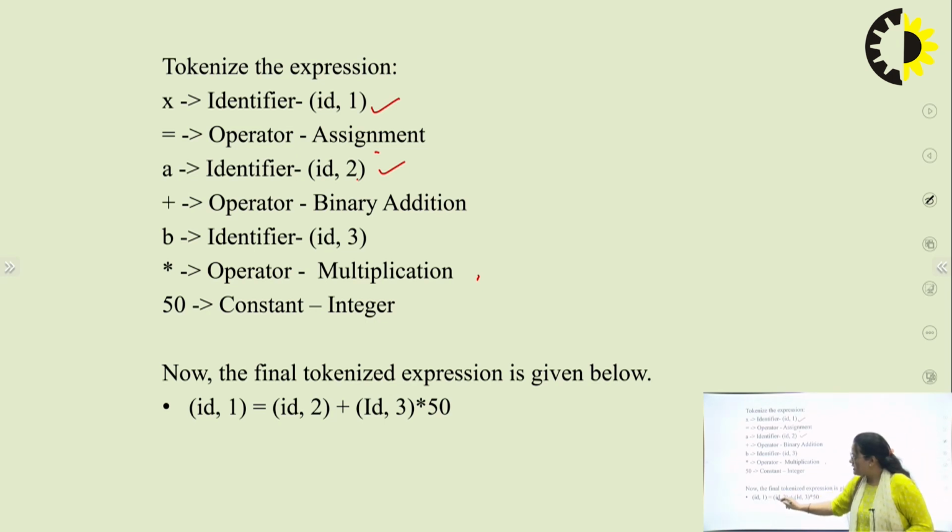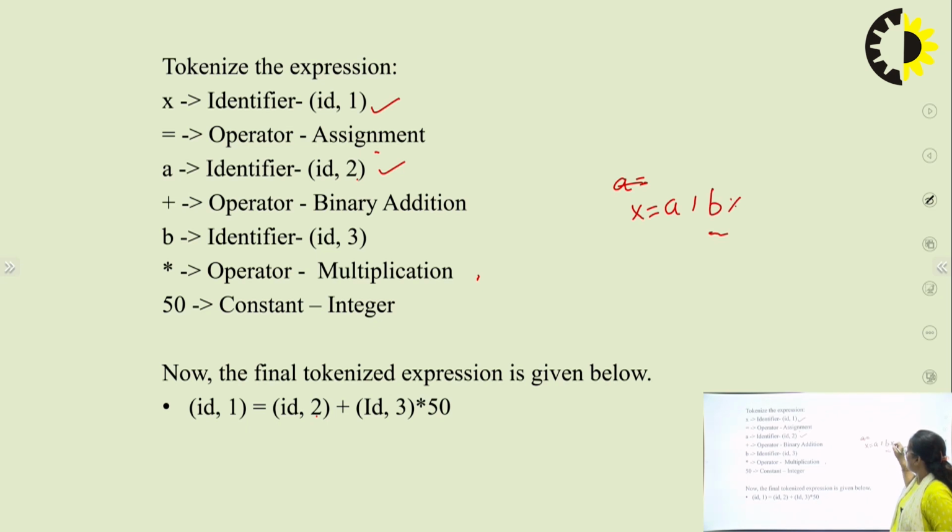Now the final tokenized expression is ID1 equals ID2 plus ID3 into 50. Suppose this is the example: X equals A plus B multiply 50. So this statement is represented in this form.